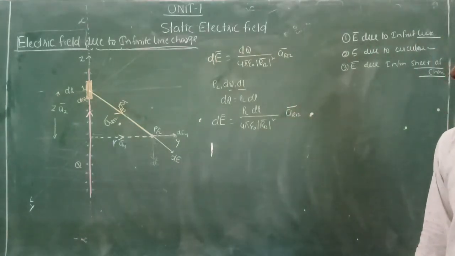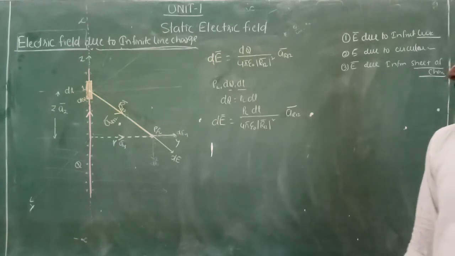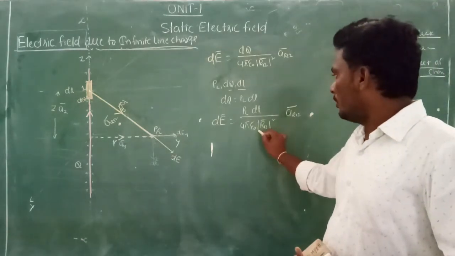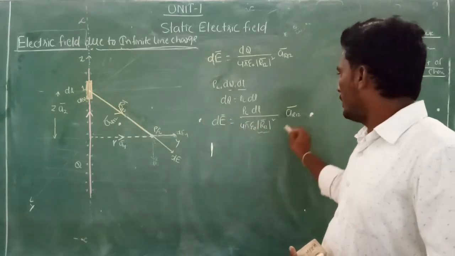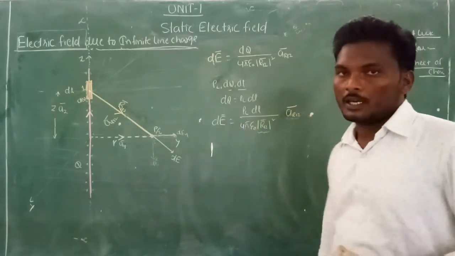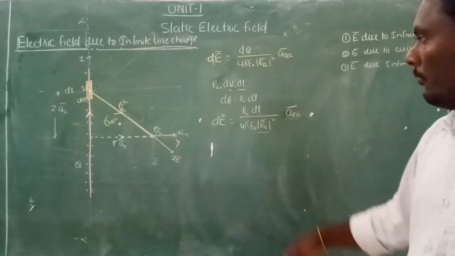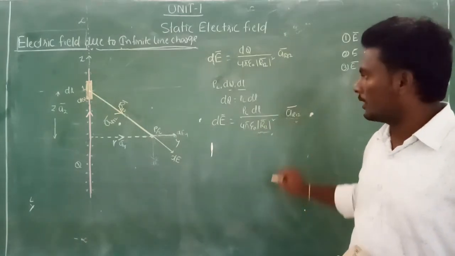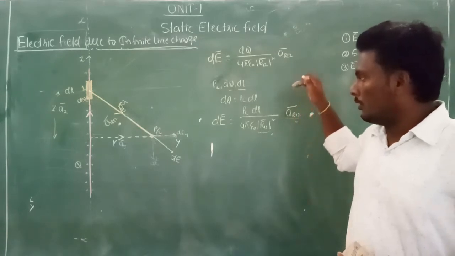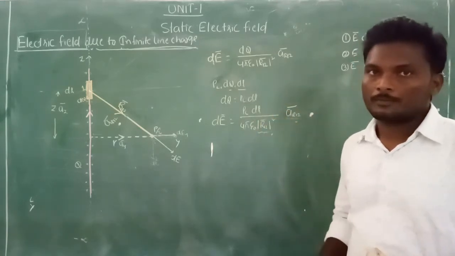Now see, we don't know the distance between 1 and 2, and we don't know the directional vector or unit vector. Now we will try to calculate the distance between 1 and 2 and the unit vector, so that it is easy to substitute in this expression.